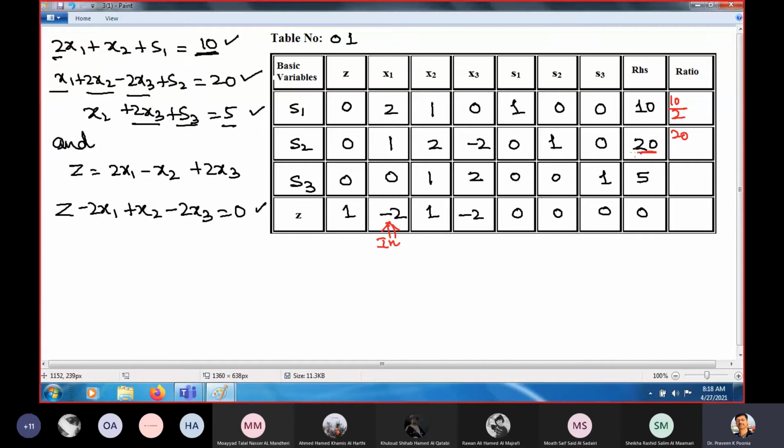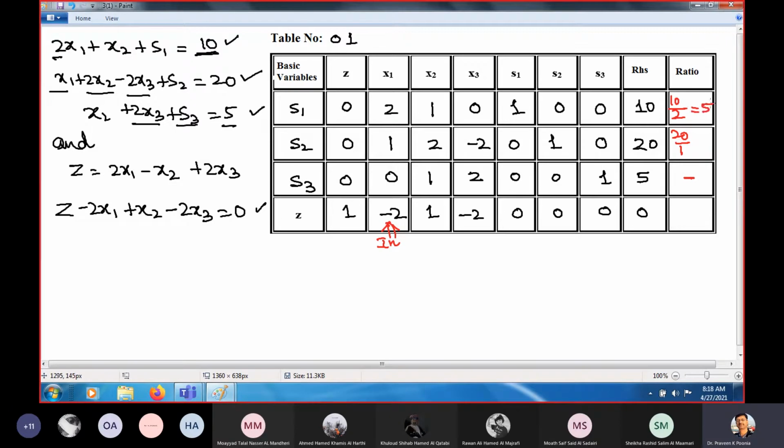20 divided by 1. 5 divided by 0. Clear? But 5 divided by 0 is not a number. So we will not take the ratio in the third one. It is a dash. We will not take it. So what is the answer?